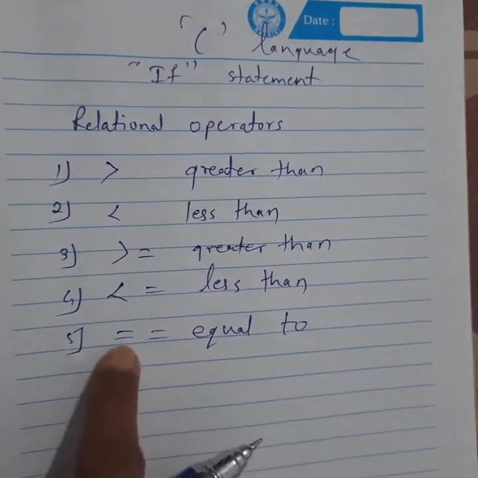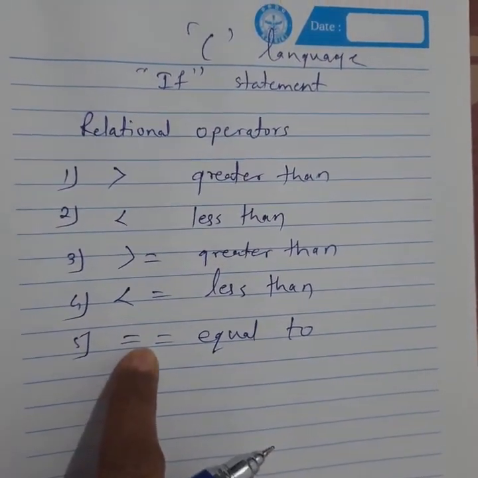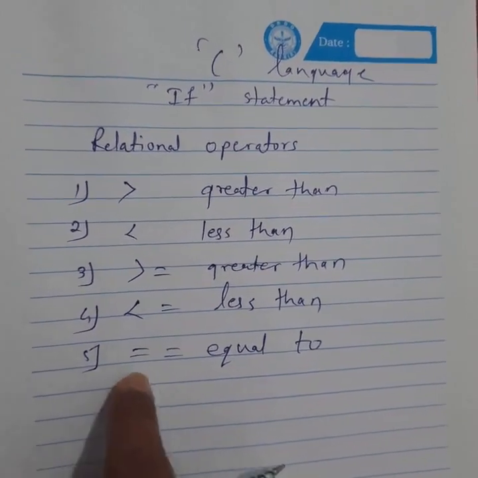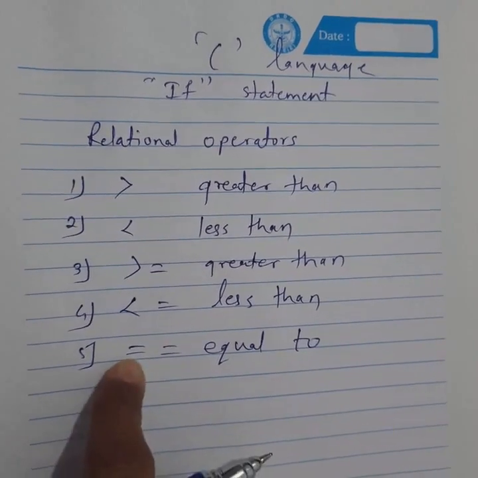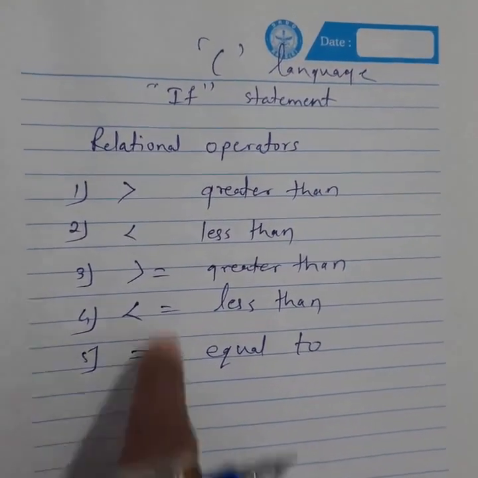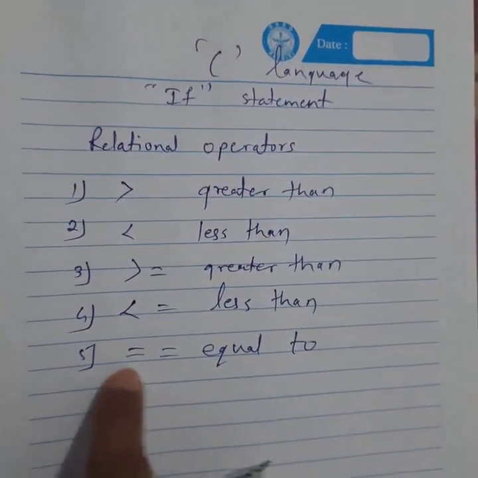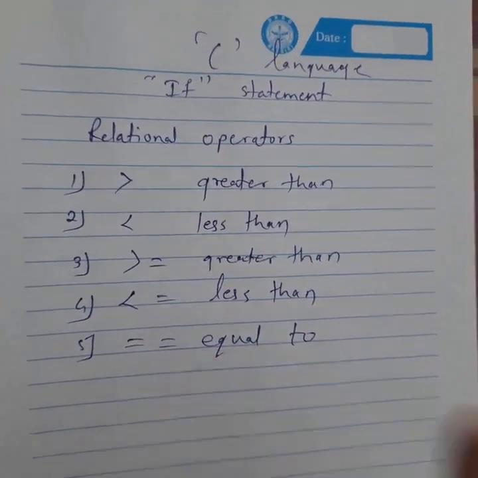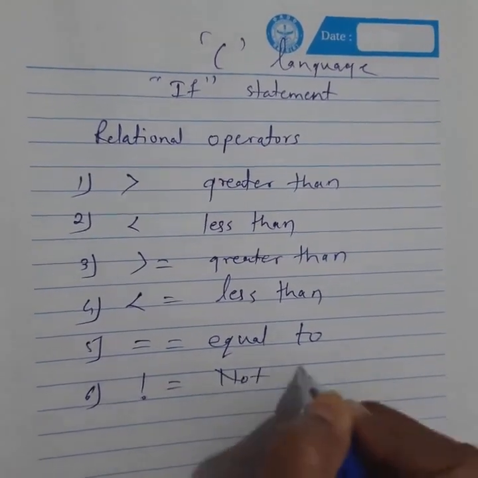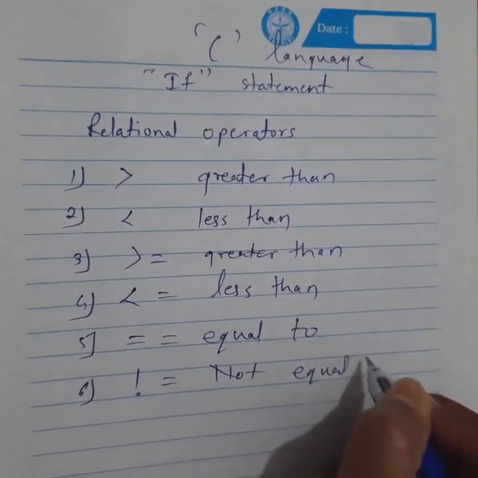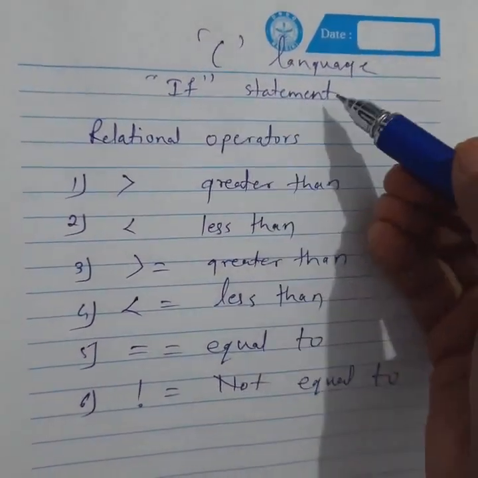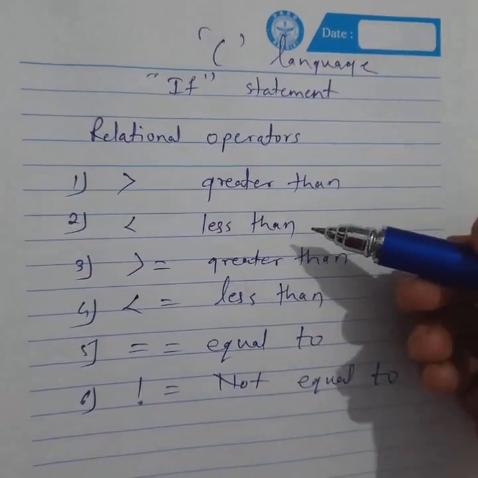This is a relational operator. Here two equal signs are used. A single equal sign is used only as the assignment operator, but for the relational operator it is written two times, the equal to sign. After that, not equal to is also used here. These 6 relational operators are used in if, while, and do while statements.